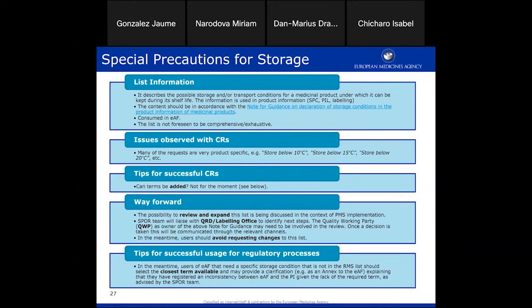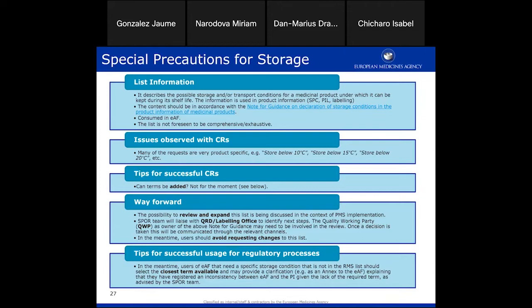Another list which sometimes raises issues is the special precautions for storage, which describes the possible storage and/or transport conditions for a medicinal product. This information is used in product information, and the content should be in accordance with the note for guidance on declarations of storage conditions, and you can find the link in the slide. And this is basically a document that belongs to the quality working party. This list is consumed in the electronic application form, and it's not foreseen to be comprehensive or exhaustive.